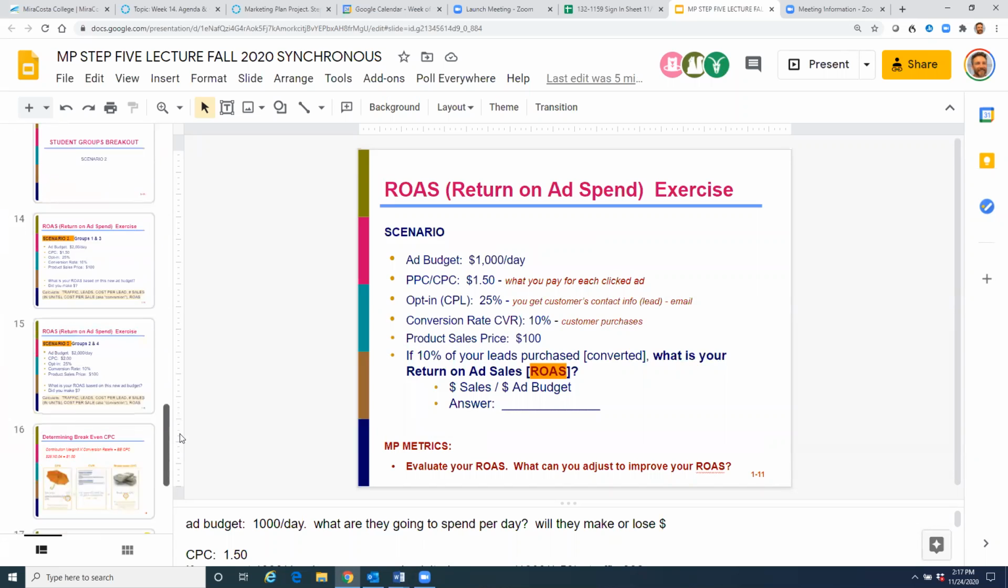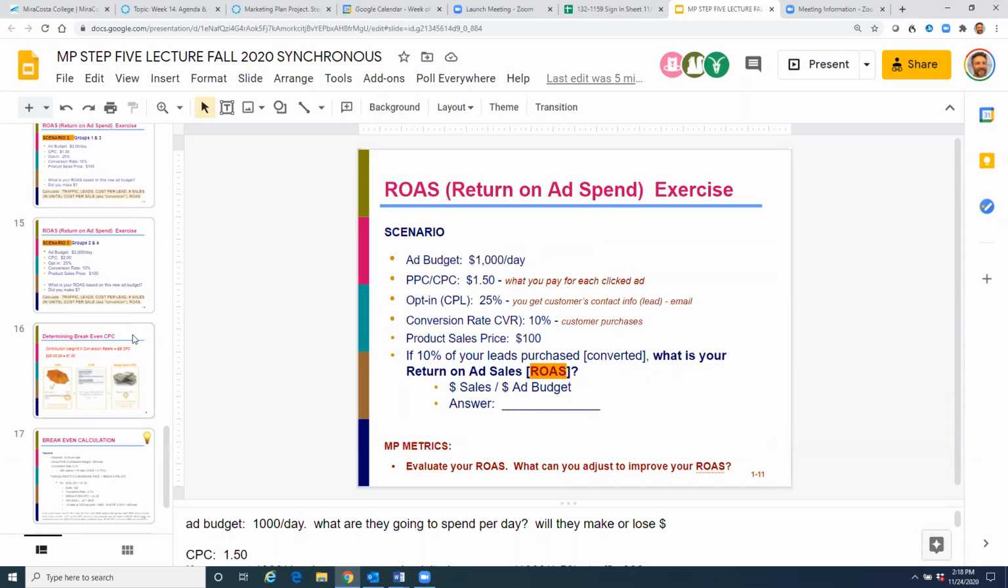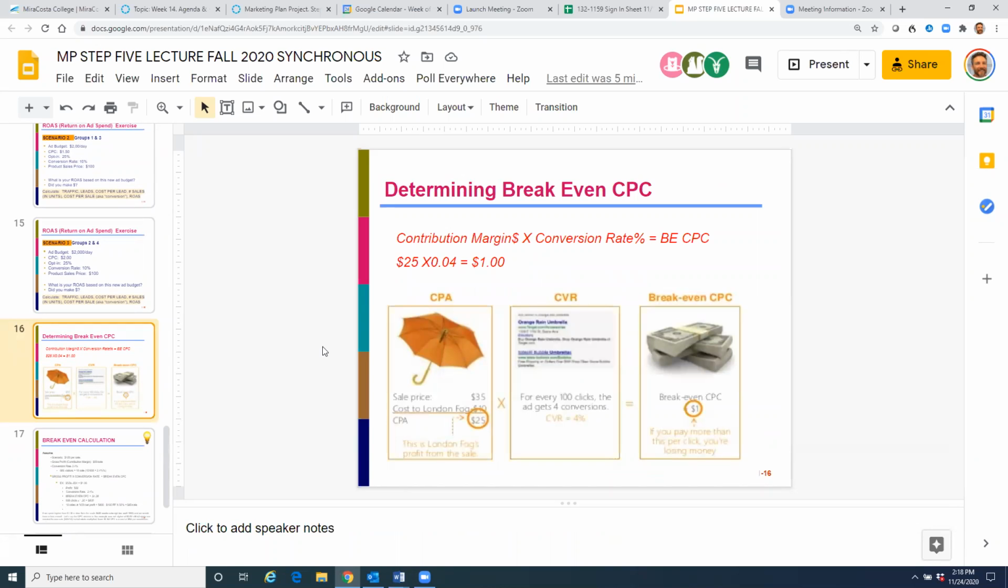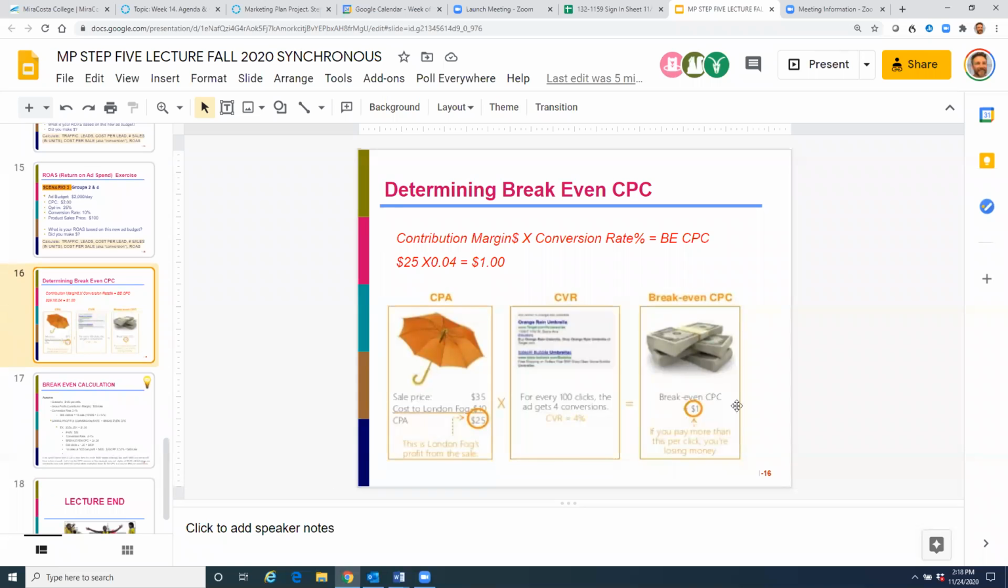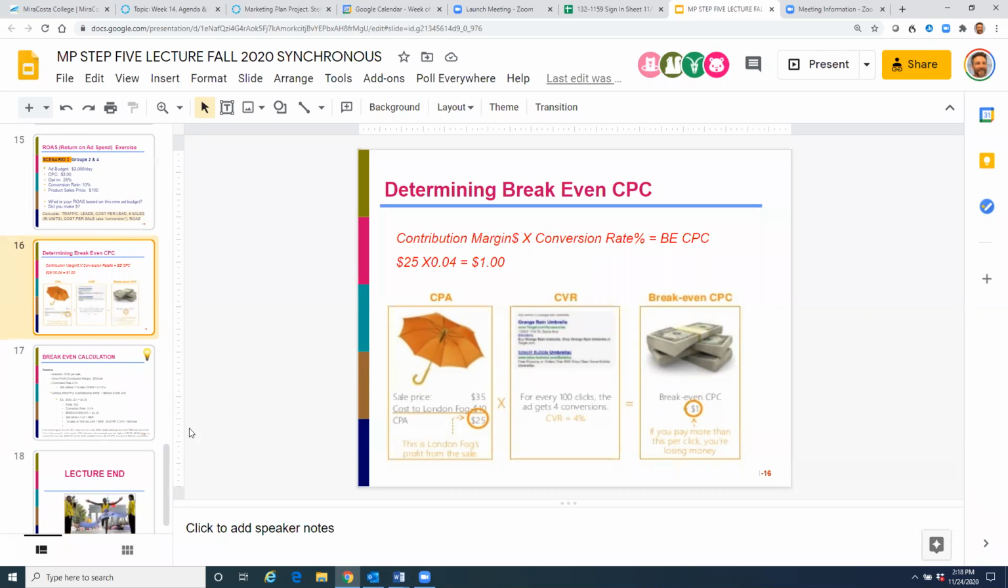Now, before I put you in groups, I do want to give a cursory nod to break-even cost per click. You don't need this for your marketing plan, but it is an interesting extra piece. There are some other sources in the resource page on this, but this basically tells you, here's my no-fly zone. Don't spend more than this on a cost per click. Don't overbid your cost per click, or I'm going to go negative. I might generate sales, but my cost per click is so high that I'm actually losing money with every sale. We don't want to do that, right?